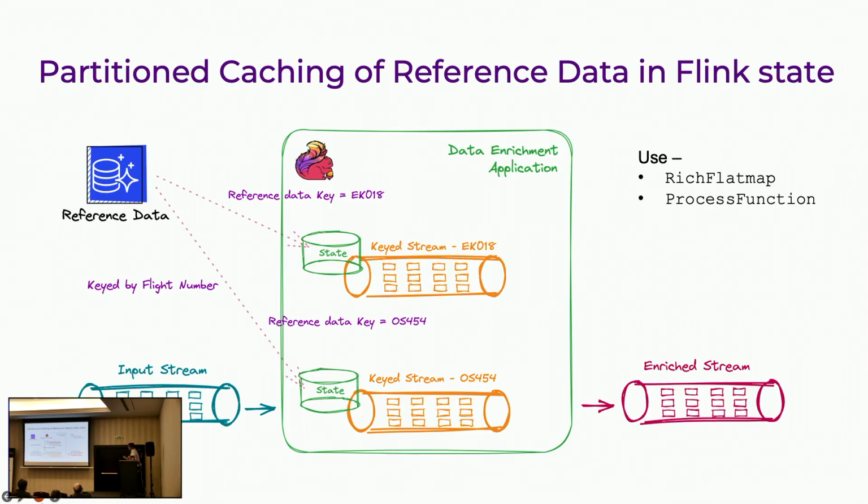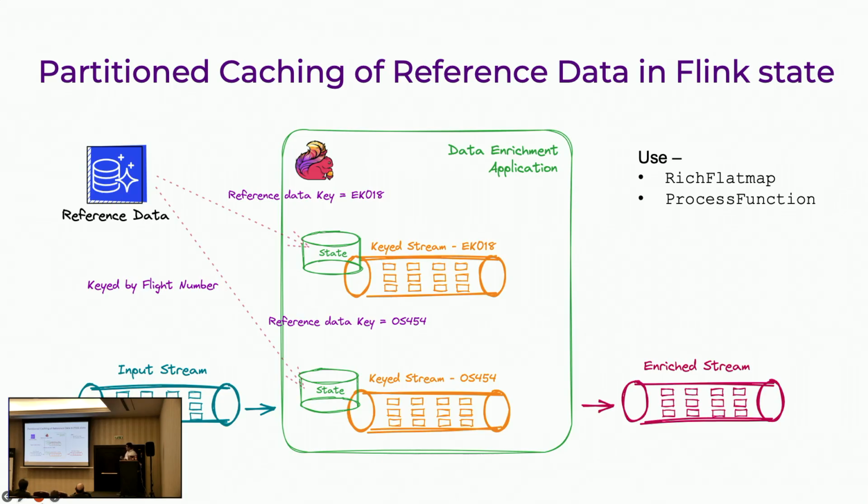So what's going to happen? We have the input stream. First, we need to use a keyBy operation, and here the keyBy operation will be done based on the flight number, and you will get a keyed stream where you'd get two keyed streams, let's say EK018, another is OS454. And each of these keyed streams, when it gets processed, it will load the data from the reference database lazily for that particular key and store it in the Flink state.